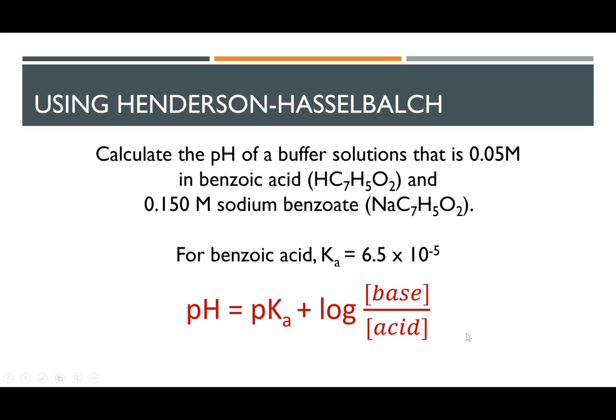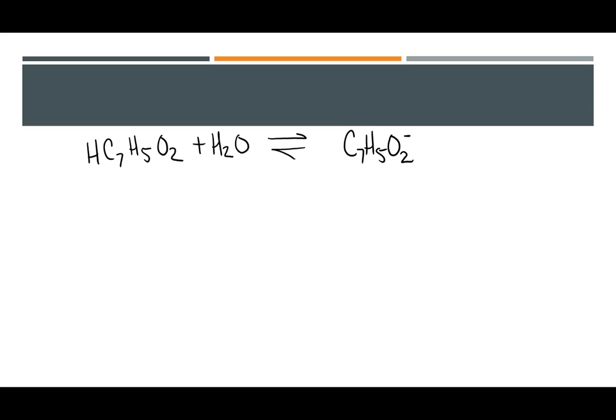All right, so the first step is to write a balanced equation. So we're going to start with benzoic acid, C7H5O2. So that is going to react with water. Find equilibrium. So this is an acid, so we're going to be left with the conjugate base of that. And water is going to act as a base, and it's going to accept a proton, so hydronium.